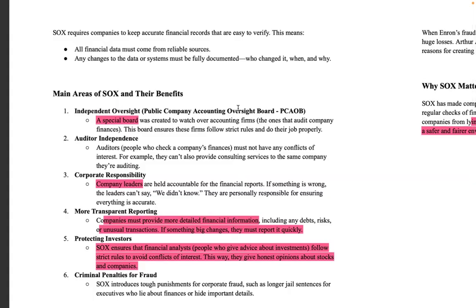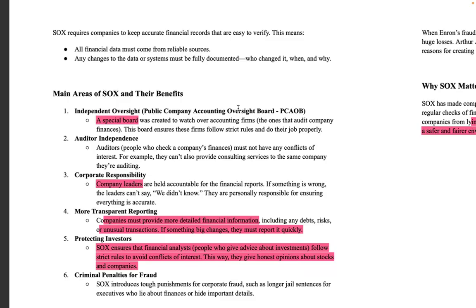Then auditor independence. Now, this is very important. The auditor cannot have an interest in your company, cannot have a personal interest in your company. For instance, Arthur Andersen did have a personal interest in Enron. Enron was a consulting client, not only an auditing client, but a consulting client for Arthur Andersen. So of course they would overlook and make active efforts to hide the fraud.